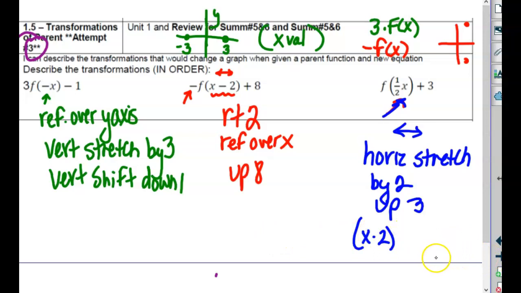Yes. Say that again. Yes, this is a retake. Everybody has to retake it.